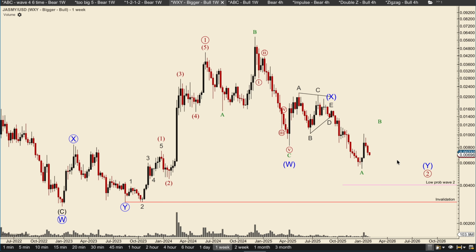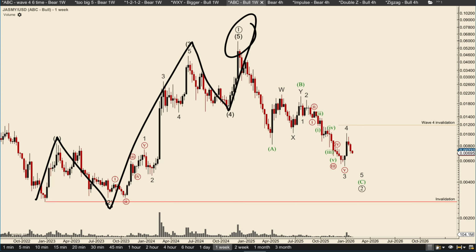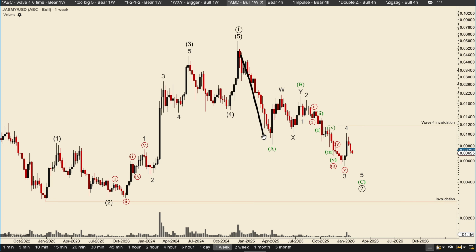The reason why we are looking for a zigzag or an expanded or regular flat is because we have had a triangle here and it is not heard of at all to have double triangles. Therefore, wave Y needs to be a zigzag or a flat. The other possible scenario for the bulls on the weekly time frame is this: 1, 2, 3, 4, 5, finished impulse there, and after that A, B, C to a wave 2, and then we move up.